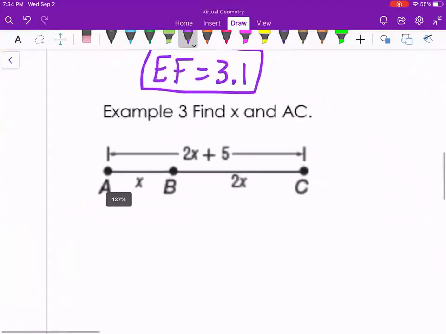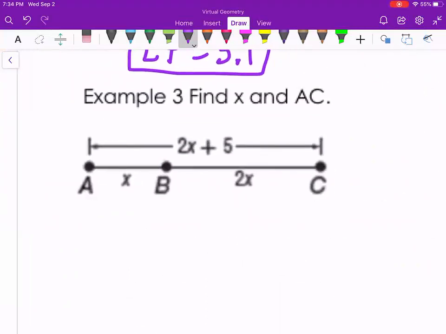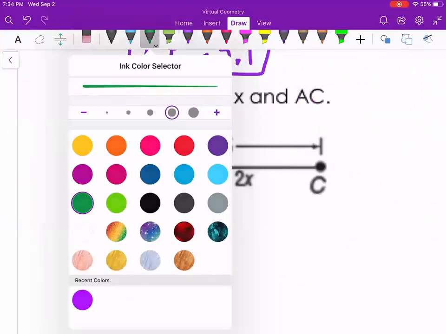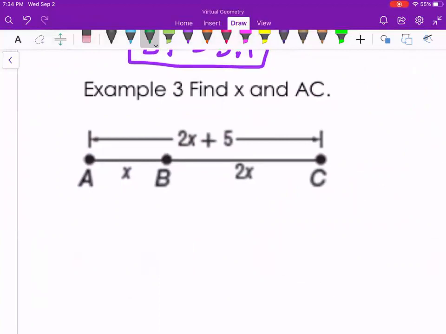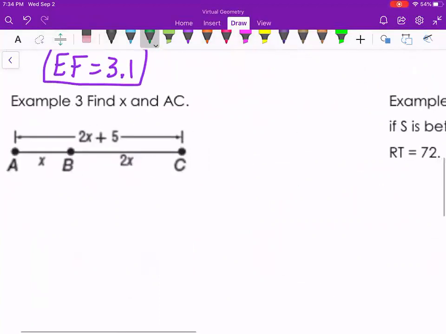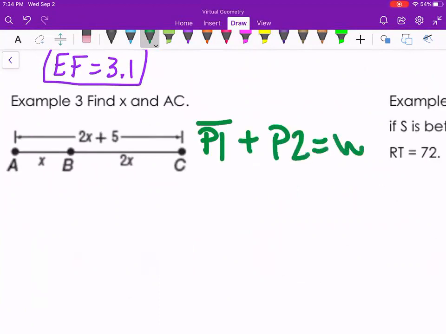So let's step it up a little bit and start introducing some algebra to this because I know we love it so much. All right, so this time find X and AC. So let's write up our starting problem here. All right, so I need part 1 plus part 2 to get the whole length. So let's fill in our pieces. Part 1, A to B. Part 2, B to C.